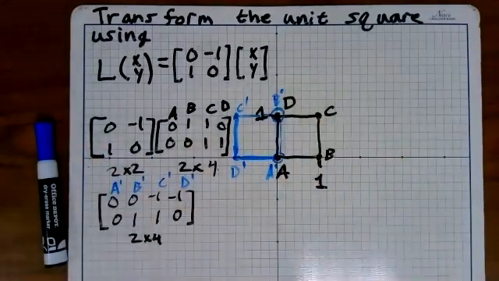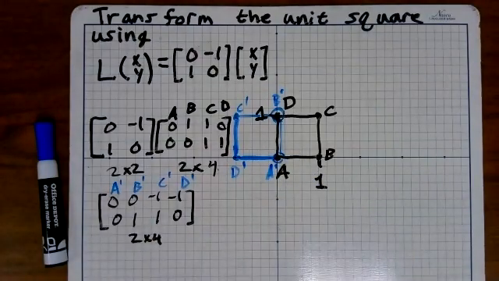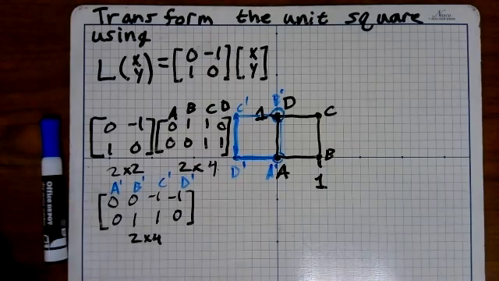So it rotated. And a couple of people got it. It rotated around point A, which is the origin. Someone else put it in the private chat. It rotated 90 degrees.